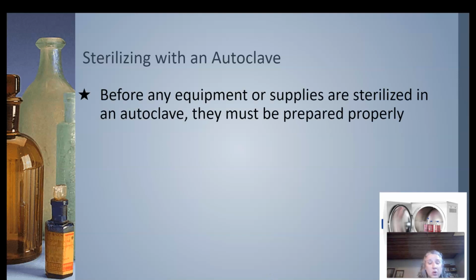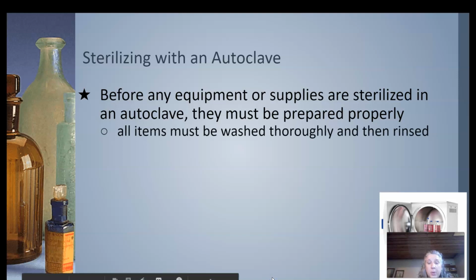Before any equipment or supplies are sterilized in an autoclave, they must be properly prepared. All items must be washed thoroughly and then rinsed. So kind of think of it like the dishwasher. Do your parents require you to rinse your dishes before putting them in the dishwasher? I know for me, I don't use my dishwasher very much because I feel like I'm washing my dishes and then I put them in the dishwasher to be washed again.